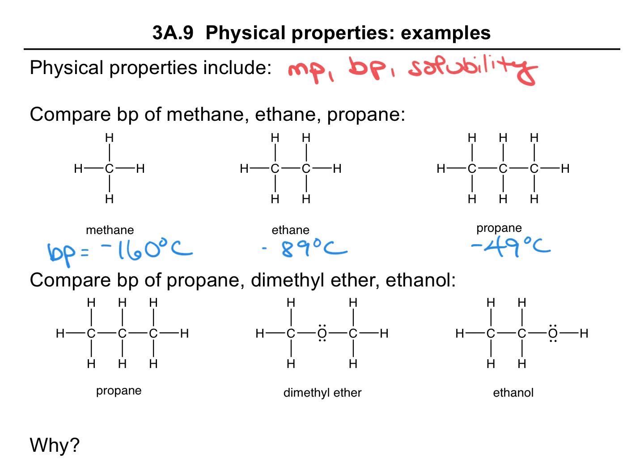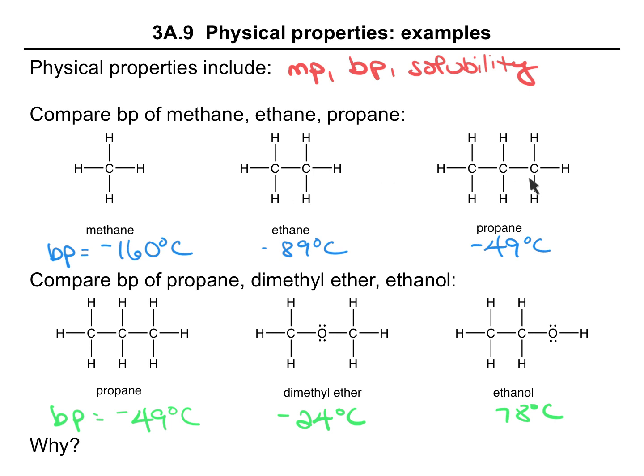Here's another set of compounds, and this time we're comparing propane, which is an alkane, with dimethyl ether, which has an ether functional group, and ethanol, which has an alcohol functional group. Now, these are dissimilar to each other, but they are similar in terms of molecular weight. Propane has a molecular weight of 44 grams per mole, and these two compounds are 46 grams per mole. So very similar in molecular weight, but if we consider the boiling point, we already said propane has a boiling point of negative 49 degrees Celsius. Dimethyl ether is negative 24 degrees Celsius, and ethanol has a boiling point of 78 degrees Celsius.